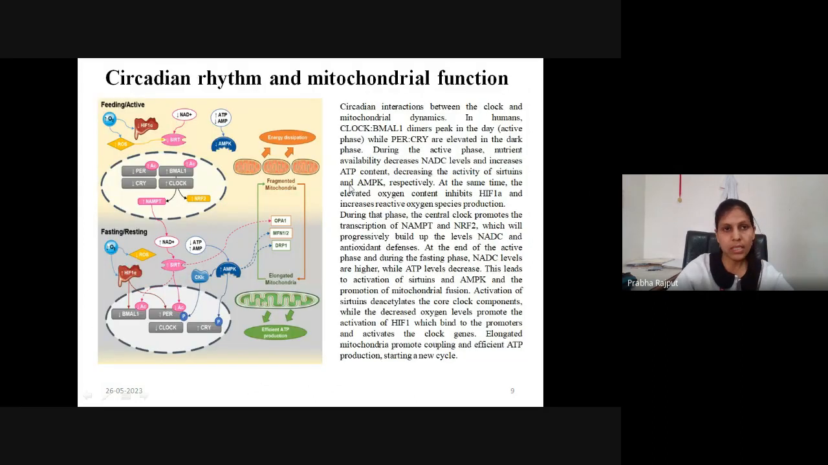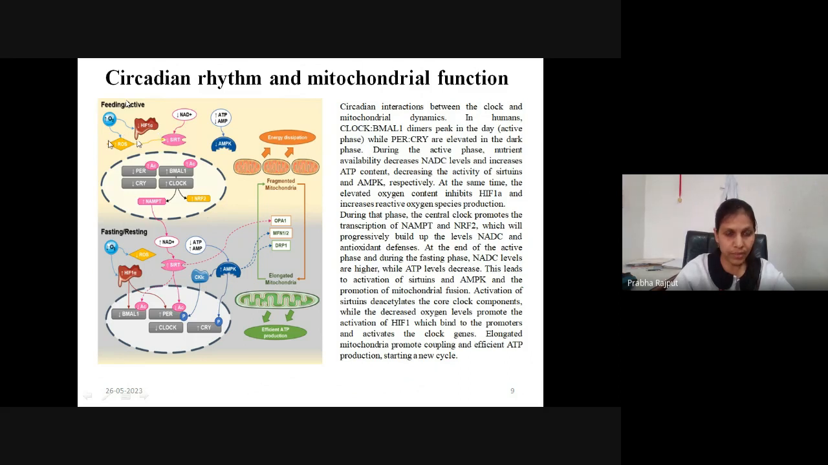In this one, we see how mitochondrial function is involved in the circadian rhythm. We can see here that when it was the active phase, the nutrient is sufficient. We are eating food. We can eat whatever we find around us. So this was the case of daytime and the active phase. Here the nutrient is sufficient and our body is in the active phase.